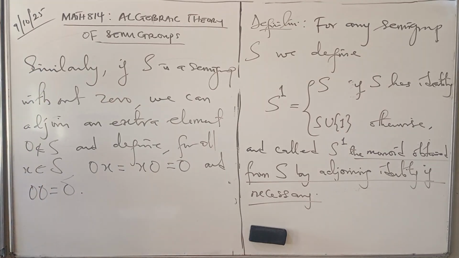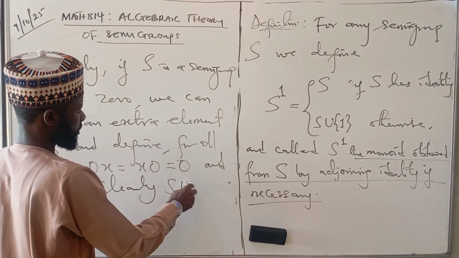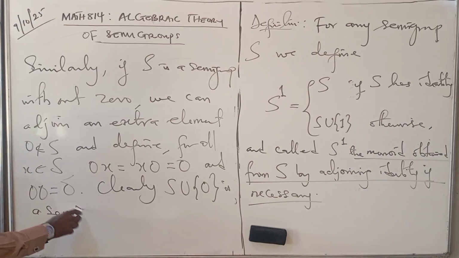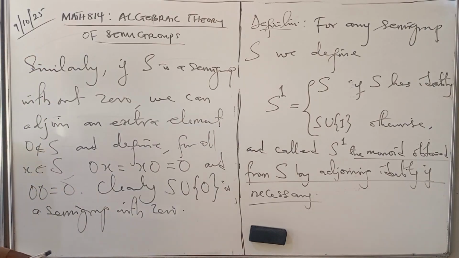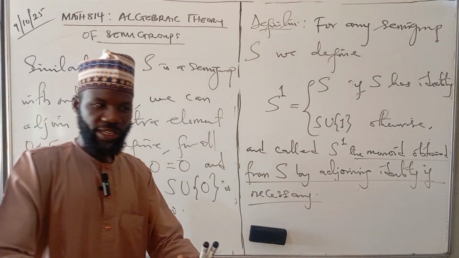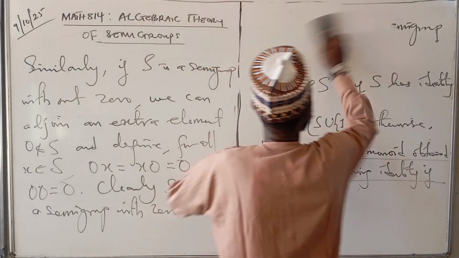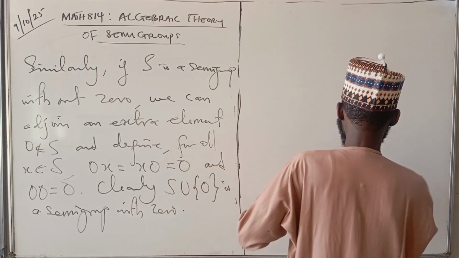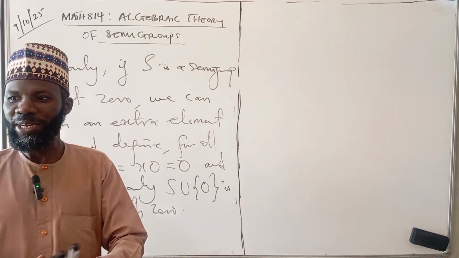Okay? Then it is clearly this S with the extra element is a semigroup with 0. So we can always obtain a semigroup with 0 from a given semigroup where there is no 0. I hope it's okay. Is it possible to have 0 element in a group?